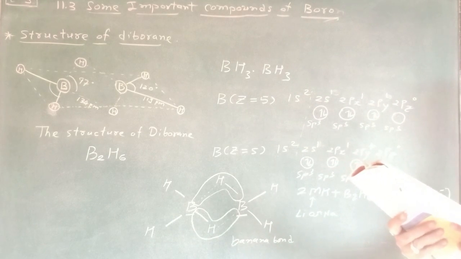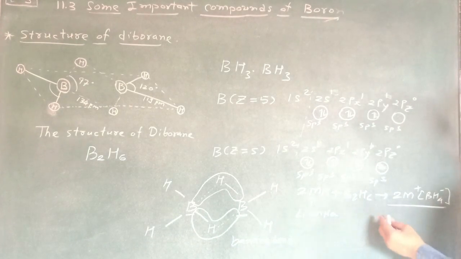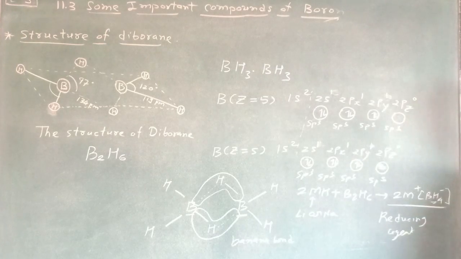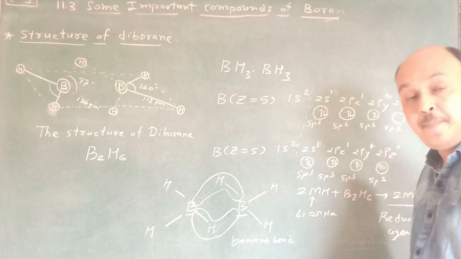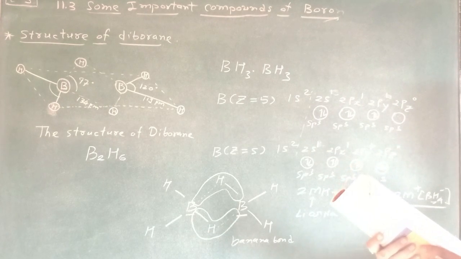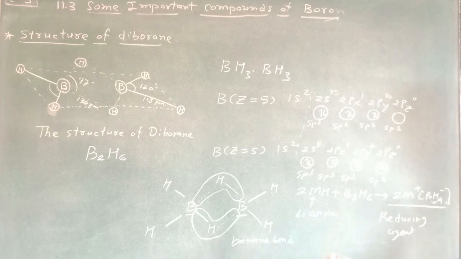Both LiBH4 and NaBH4 are used as reducing agents. You know very well they are known as reducing agents because the hydrogen is provided by BH4, and that's why it acts as a reducing agent. It is important in reduction reactions, when hydrogen is required. They are also useful starting materials for preparing other metal hydrides.